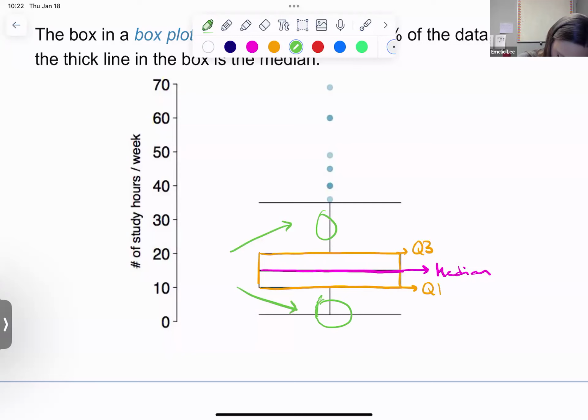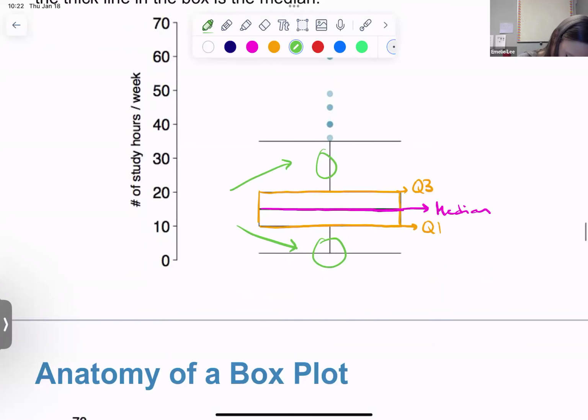Oh, kind of glitched out there. These are called whiskers. Kind of cute, right? And so sometimes a box plot is called a box and whisker plot. Okay.